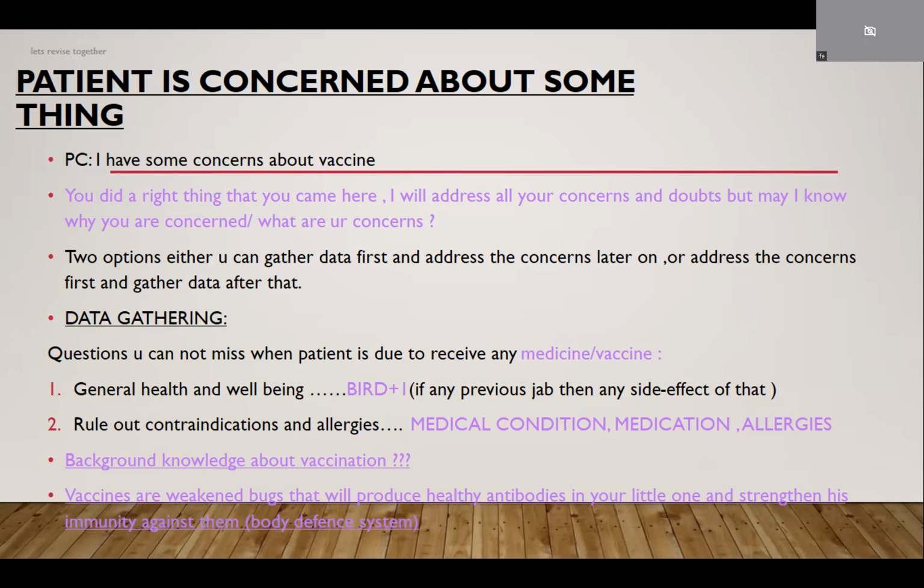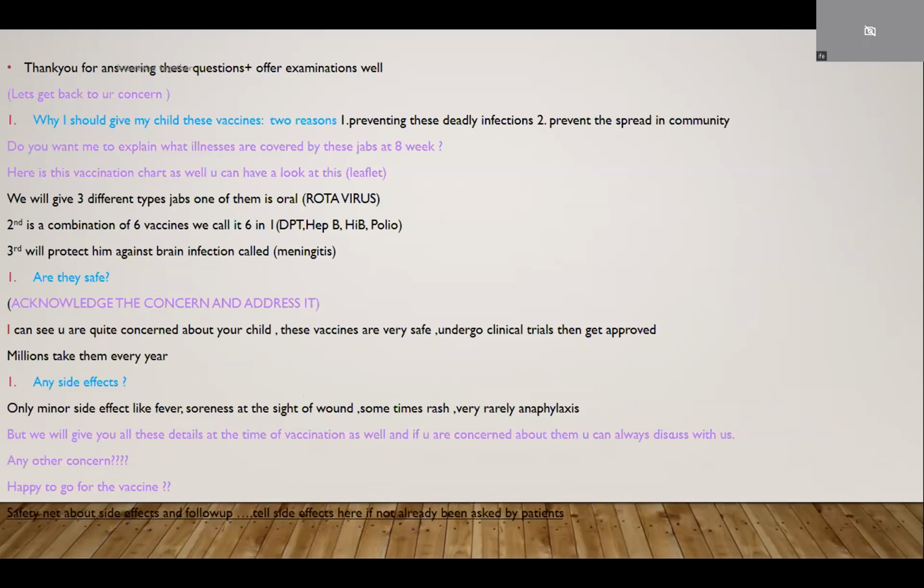Have you seen anybody getting vaccine? And then you can tell me that these are weakened bugs that we normally give to boost the immune system. It will increase the immunity in the body. The question was, why does my child need vaccine if my child is healthy? First of all, my child needs vaccine because it will prevent my child from deadly infection. And secondly, these vaccines stop the spread of diseases in the community.